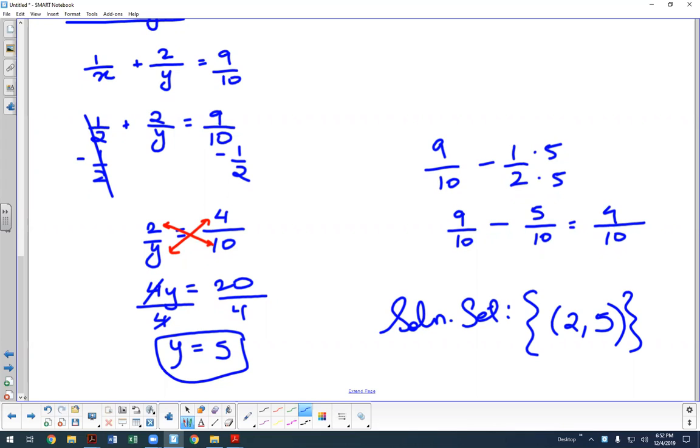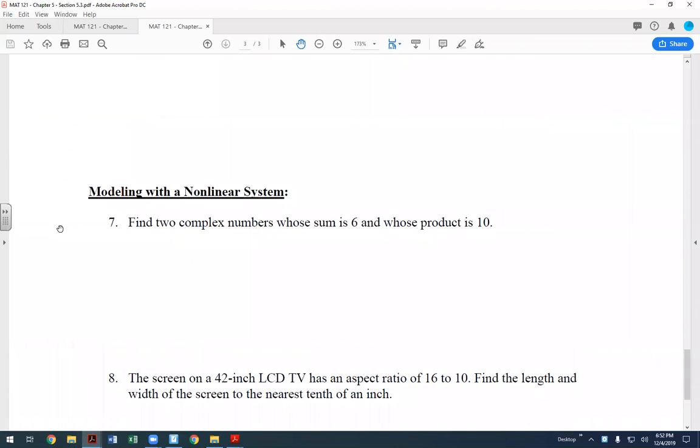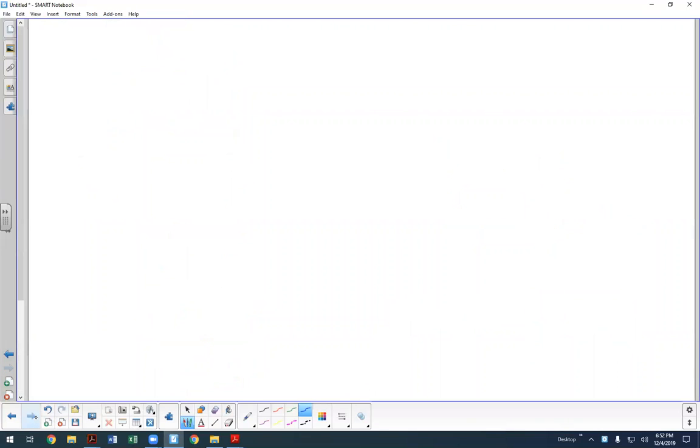Okay. I'm actually going to skip number 6, but I do want to show you how number 7 works out. So this one is talking about two complex numbers whose sum is 6 and whose product is 10. So here we're talking about two numbers that you add up, which gives you 6, and multiply to get you 10. So how do we work with something like that? Because this is actually something you will see on your homework and your test.